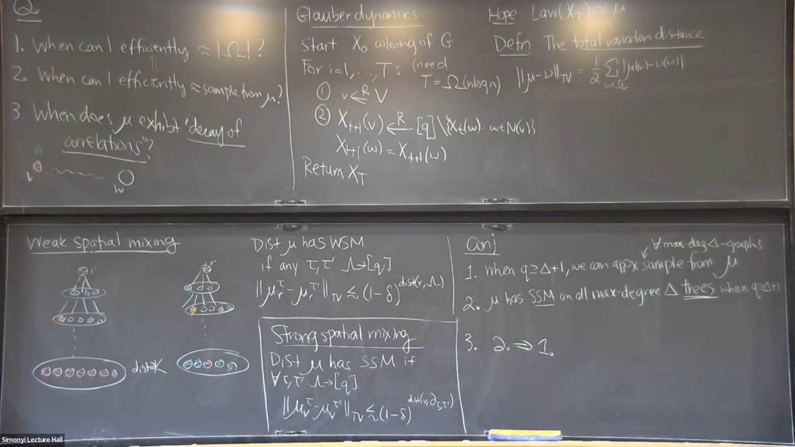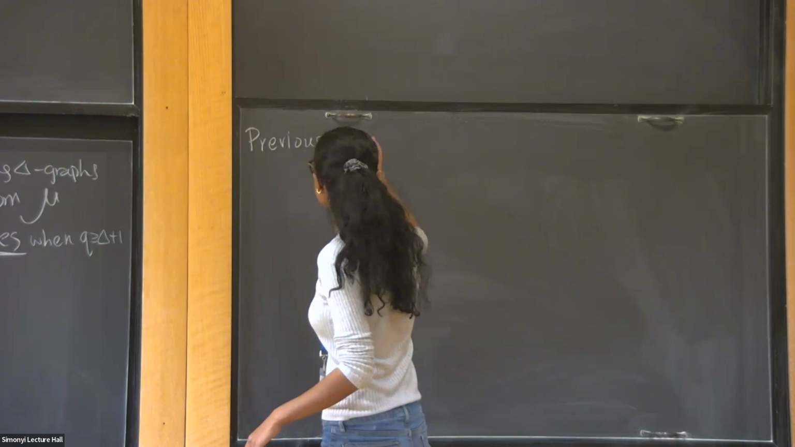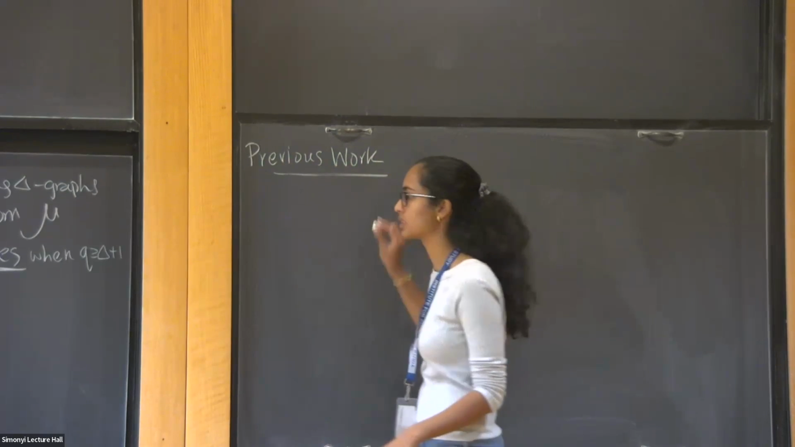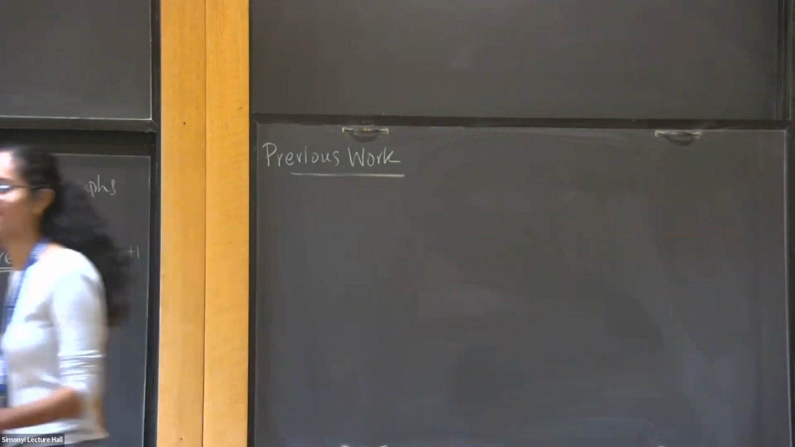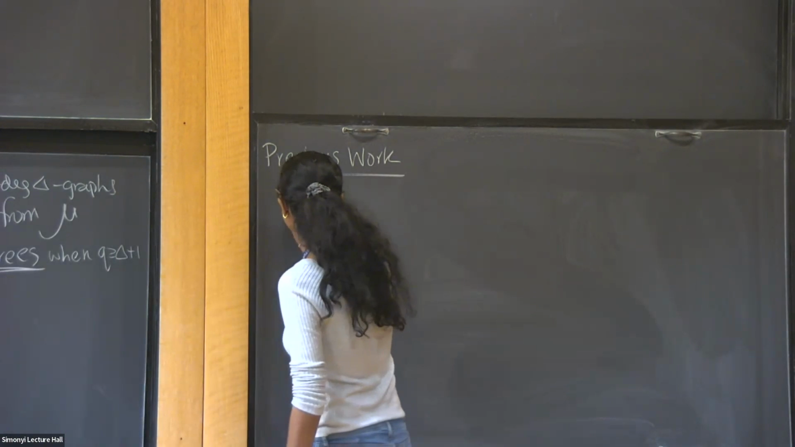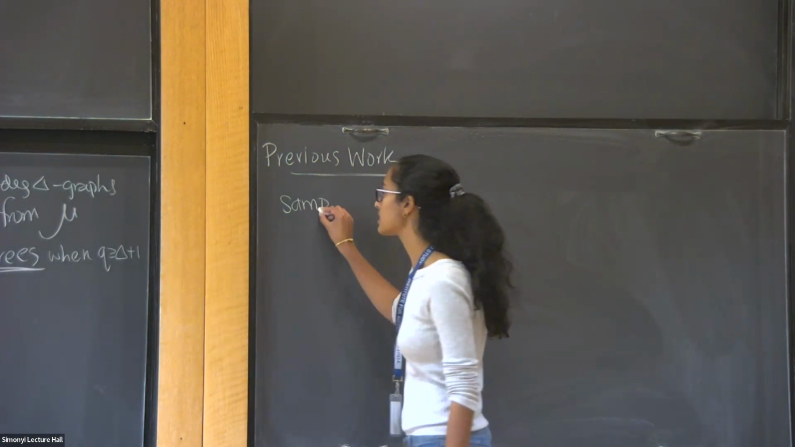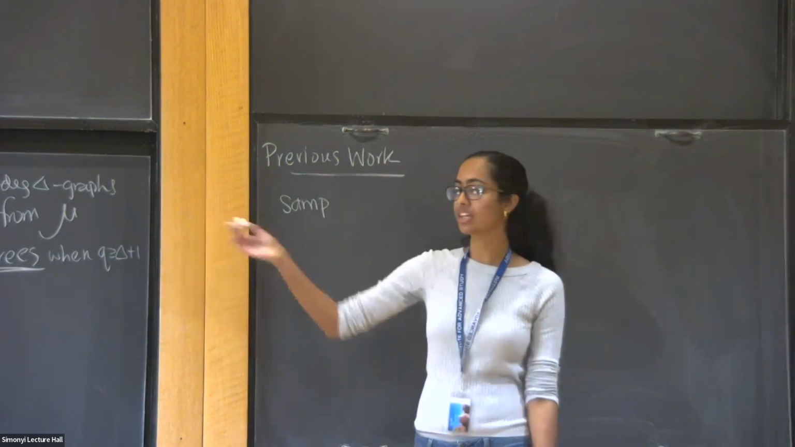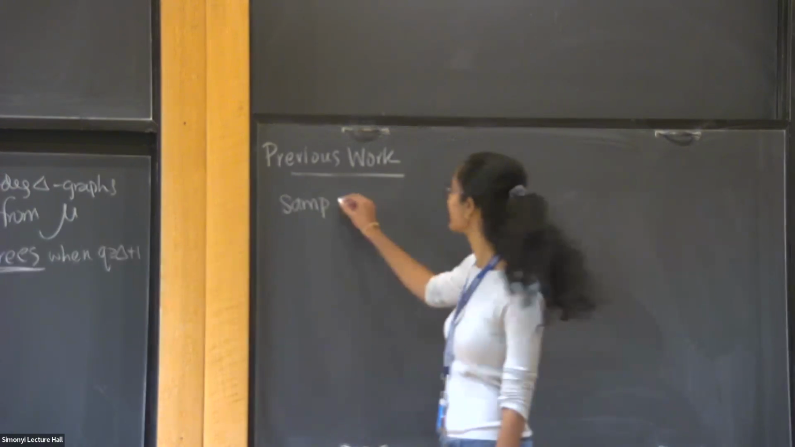And so let me tell you a little bit about some previous work towards these conjectures. There's been a really long line of previous work, so I will not give an exhaustive list of all of it, but I will give some attempt to at least characterize a little bit about what's been studied. On the sampling side, you can think of sampling as kind of mixing in time, and you can think of correlation decay as like mixing in space.